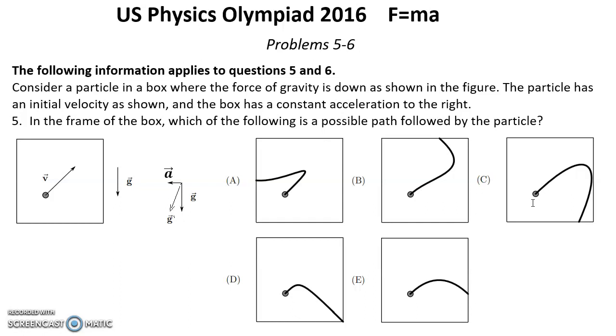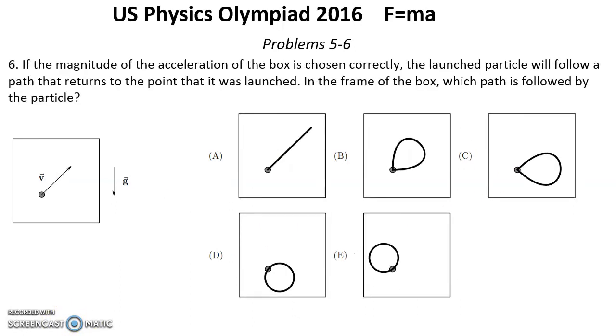for problem number 5. Problem number 6. If the magnitude of the acceleration of the box is chosen correctly, the launched particle will follow a path that returns to the point that it was launched from. In the frame of the box, which path is followed by the particle? Solution for problem 6.